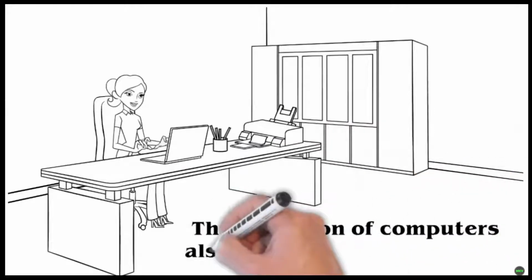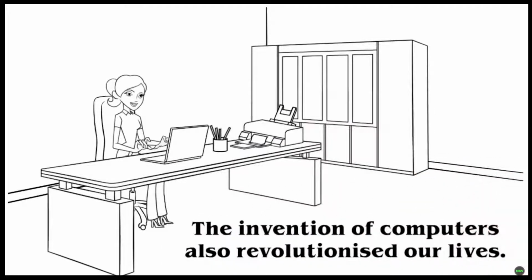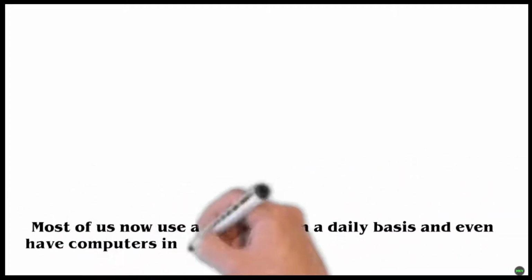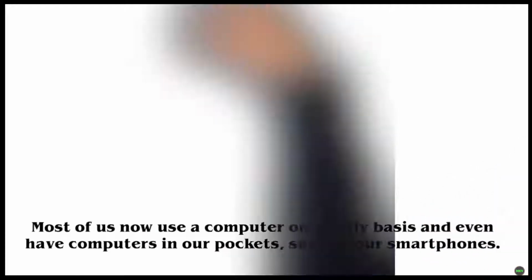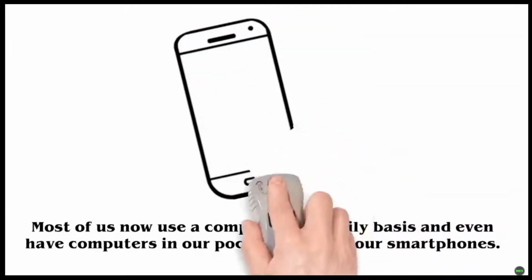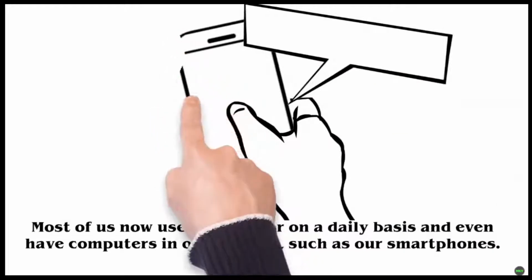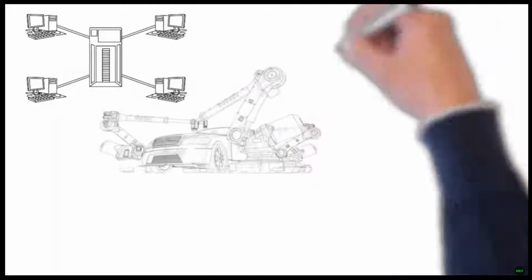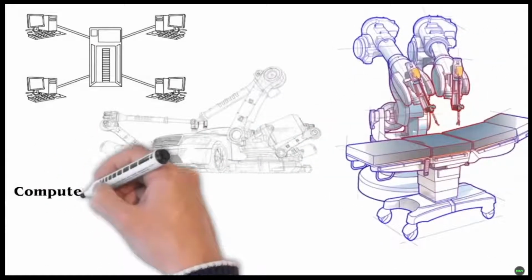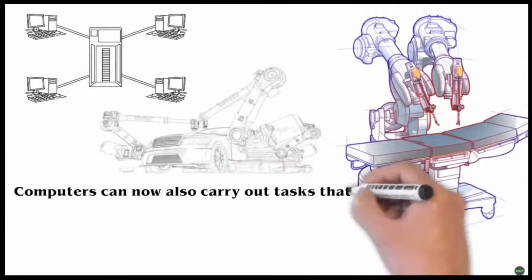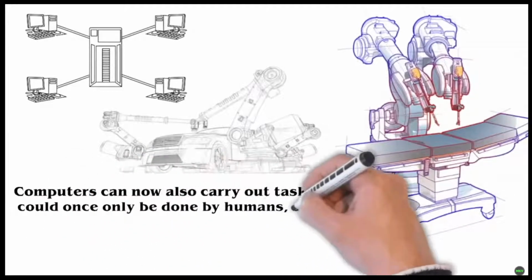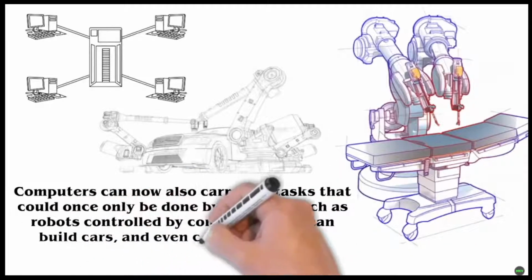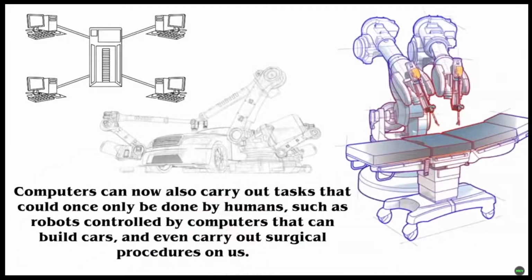The invention of computers also revolutionized our lives. Most of us now use a computer on a daily basis and even have computers in our pockets, such as our smartphones. Computers can now also carry out tasks that could once only be done by humans, such as robots controlled by computers that can build cars and even carry out surgical procedures on us.